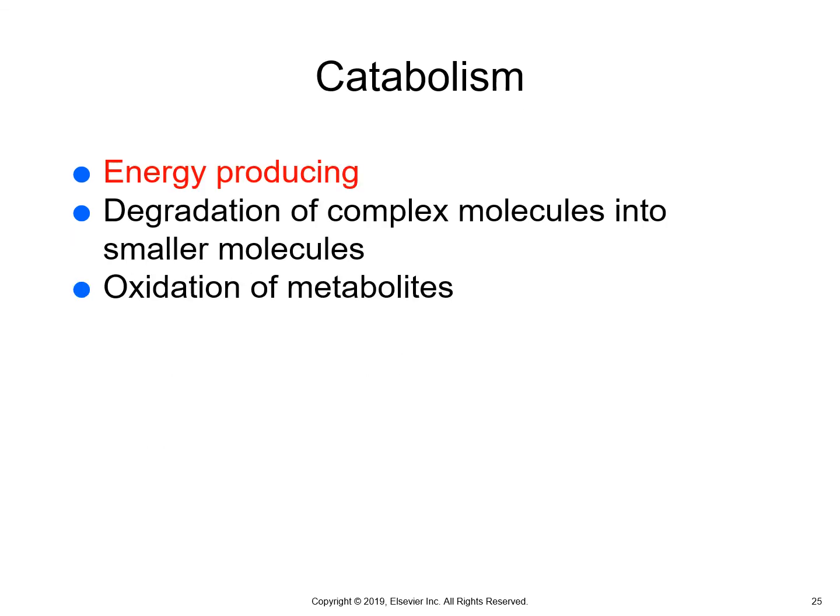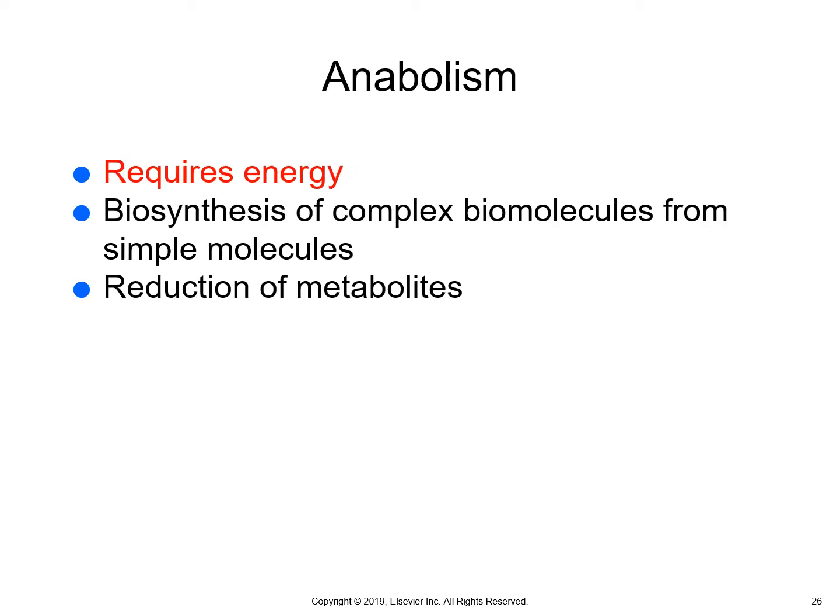The process of catabolism, or the breakdown, is energy producing. So this is the breakdown of complex molecules into smaller molecules, and it also involves the oxidation of those metabolites. Anabolism is building, so we require energy to build. This is the process of the biosynthesis of complex biomolecules from simple molecules, and in this particular case we've got the opposite. We have the reduction of metabolites.